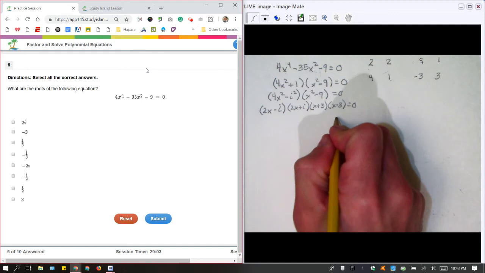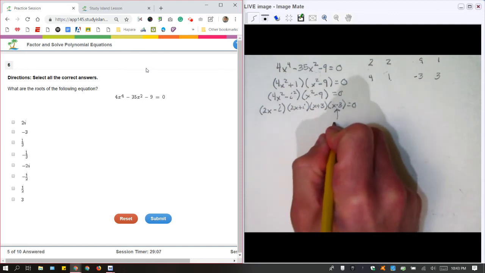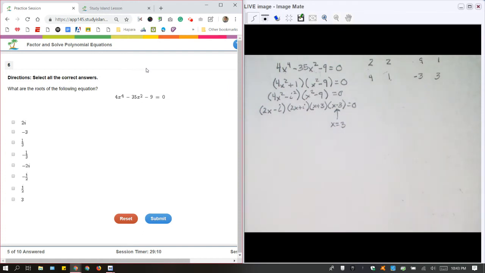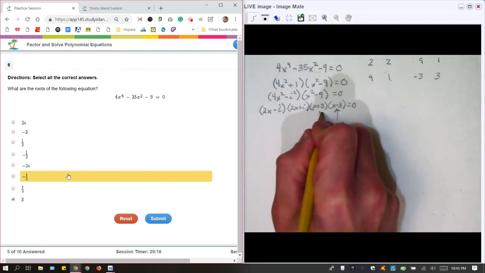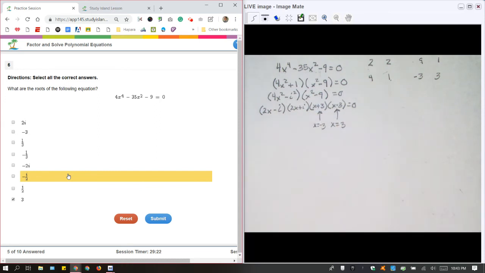So let's start from the easiest ones to the harder ones. What makes that 0? Well, if x is 3. So that's one of our solutions. Let's find it. x is 3 right there. Okay, what makes this binomial 0? If x was negative 3. Those ones are pretty simple because you just do the opposite of what's there. So if x is negative 3, that's this answer.